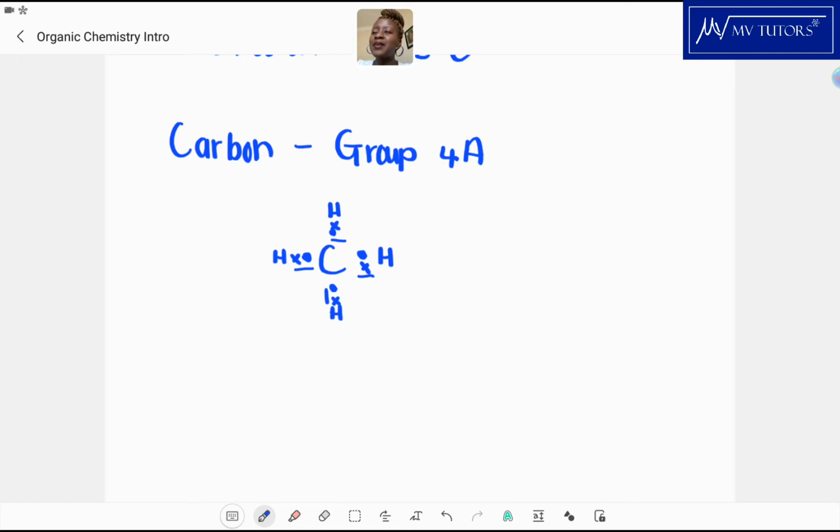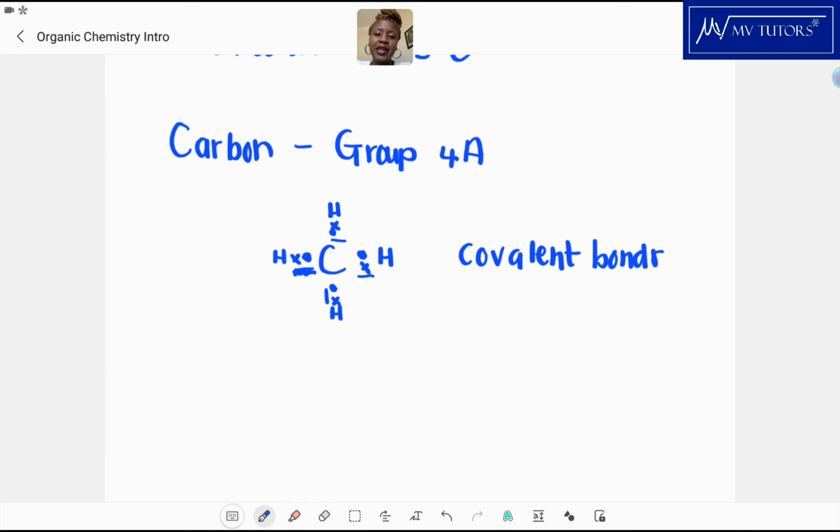All right, so that is carbon from group A, 4 valence electrons, and it forms covalent bonds. Through the Lewis structure, we can see that it forms covalent bonds. Covalent bonding is pretty much the sharing of electrons. So hydrogen comes with 1 electron, and you have carbon with 4 electrons available. And yes, they share.